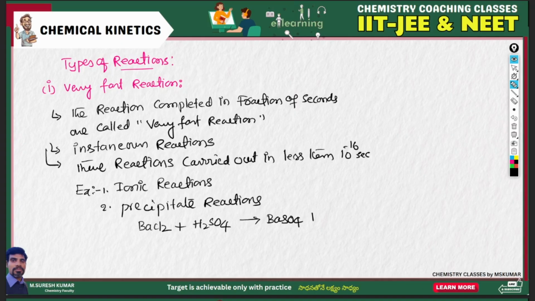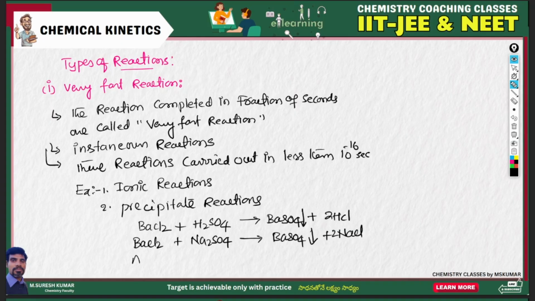BaSO4 plus 2HCl. In this reaction, barium sulfate is the precipitate, a double displacement reaction. Even ions are involved here. Similarly, BaCl2 with Na2SO4. Then what is the reaction here? BaSO4, a white precipitate, is formed, and Na2SO4 means what? 2NaCl we got here. Like that, precipitate reactions.